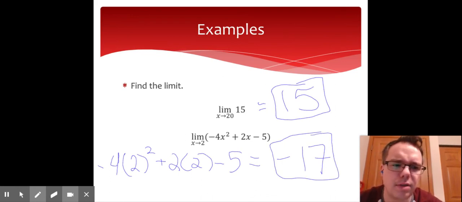So again, today we're just doing simple limits. This is all we're doing. You're going to have numbers, or you're going to have to plug your number in. You will not have any today that will have a denominator of 0. We're going to talk about that tomorrow.